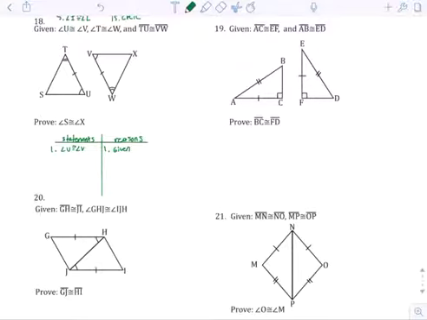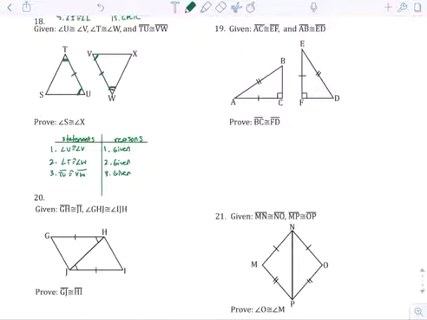Angle U congruent to angle V, that's this one and that one. Number 2, angle T is congruent to angle W, that's given as well. So angle T, that angle is congruent to this angle. 3, TU is congruent to VW. That's also given, and these are these angles.